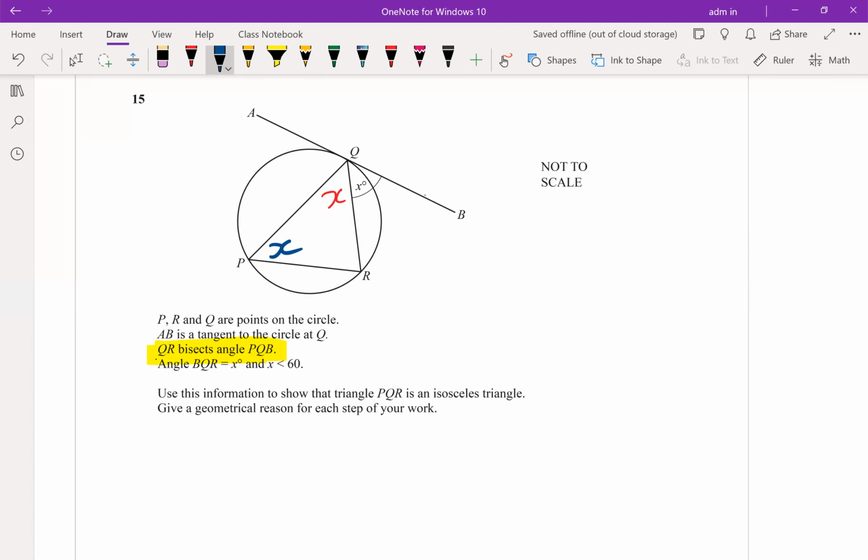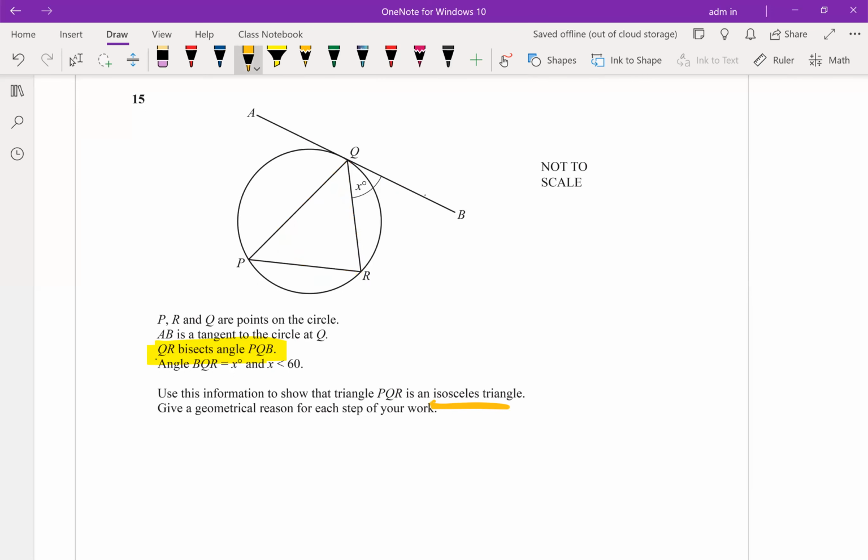Look at this triangle. What is the type of this triangle? The triangle includes two equal angles, so two sides are equal. So this triangle will be what? Isosceles triangle. Use this information to show that PQR is an isosceles triangle.